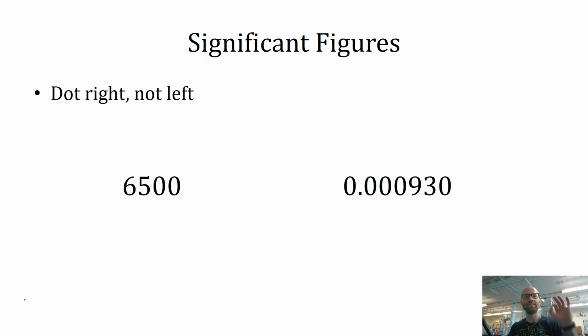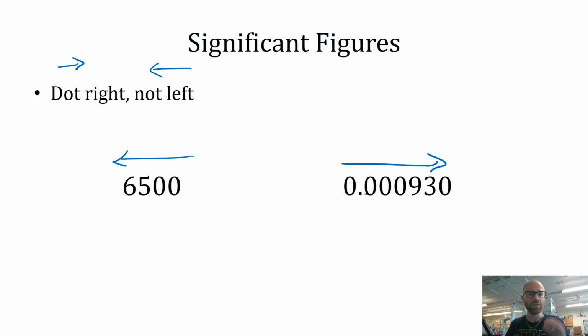Dot right, not left. That means if your measurement contains a dot, you're going to draw an arrow to the right, and if it doesn't, you're going to draw an arrow to the left. And that tells you which way you're going to be scanning across the number. So for this first example, there's no dot, so I'm going to draw an arrow to the left. For the second one, there is a dot, I'm going to draw an arrow to the right.